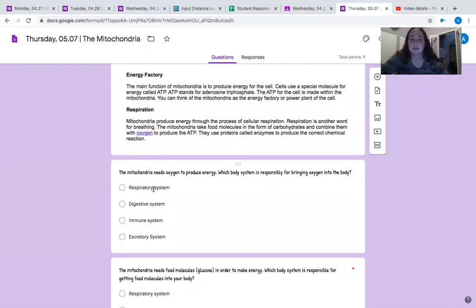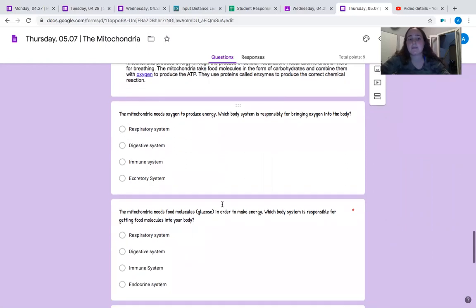But what body system is responsible for bringing oxygen into the body? A, respiratory system, B, digestive system, C, immune system, D, excretory system. Pick your answer. All right, you should have said A, respiratory system, because that's what you breathe, and that's how you breathe oxygen into your body.